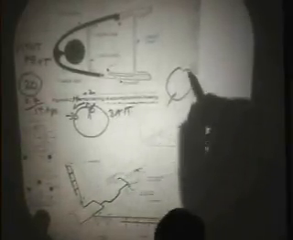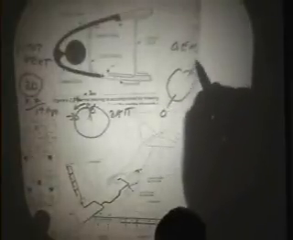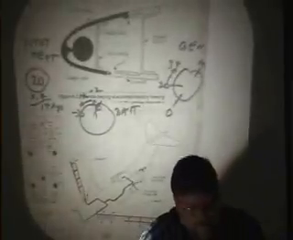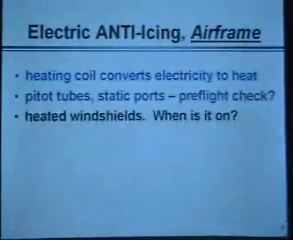Or if you're in an airplane that has a generator circuit ammeter, and 0 is down here and say 100 is up there, if it's sitting at about 20 and you turn this on, it ought to go up to about 34 amps. That's the best way to check to see if your electric anti-icing system is working.